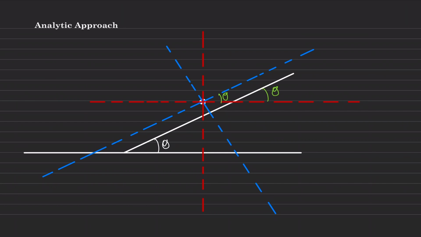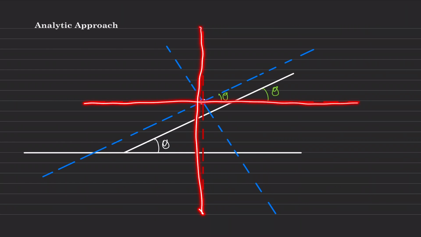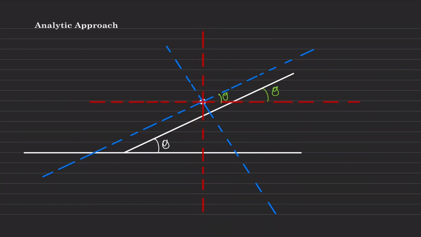Okay, now we know something about this vertical line, the red vertical line, and the horizontal line. They are essentially a coordinate system, and that means the angle between them must be 90 degrees. But notice, if this entire angle is 90 degrees, and part of it is theta, what does that tell us about this angle here?